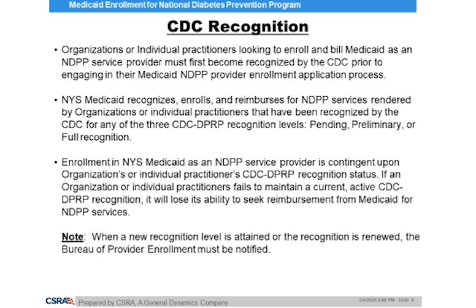Also, whenever a new recognition level is obtained, so if you go from pending to preliminary to full, you're required within 30 days to notify our friends over at the Bureau of Provider Enrollment of that new status, because that goes into our system to tie some back-end information to make sure that we have the most current information.